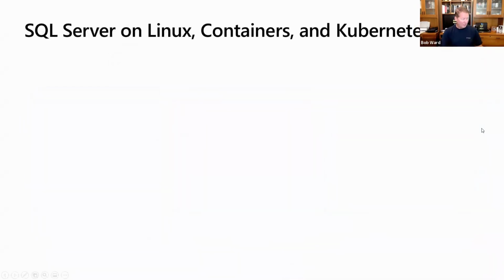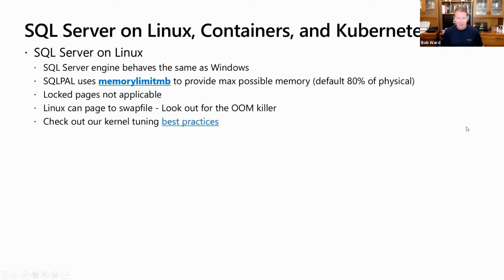Okay, let's flip for a second here and talk a little bit about Linux containers and Kubernetes and Azure SQL. So first of all, the SQL Server engine is the same engine on Windows running on Linux. The difference is we use a piece of code called the SQLPAL as a layer to translate what we're doing in Windows in the SQL engine to Linux.